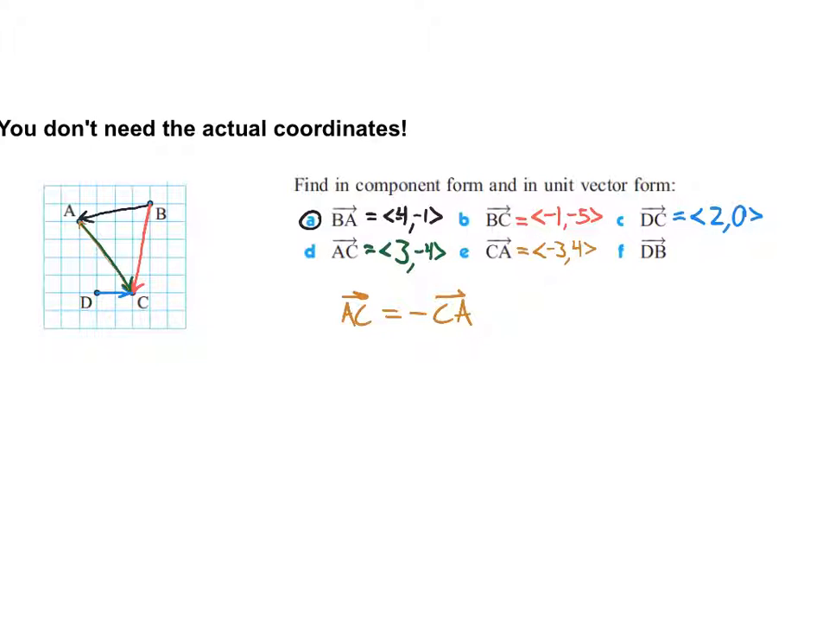Just to close this out, let's go ahead and do DB. What are the components for DB?